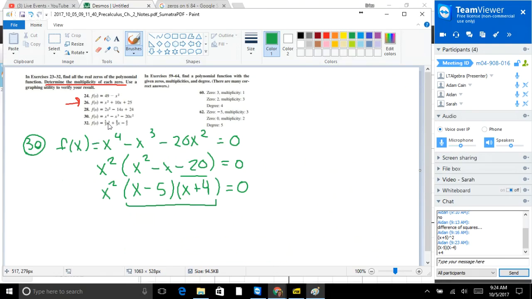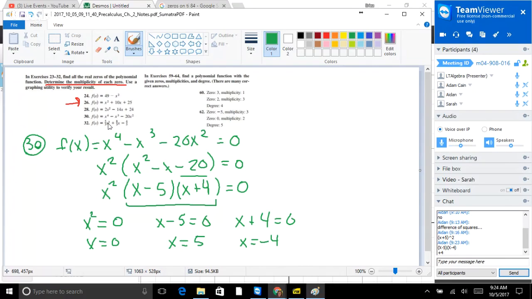So that works out. So then if we want to figure out the zeros, remember it's each term. So x squared equals 0, or x minus 5 equals 0, or x plus 4 equals 0. Now you can do a lot of these in your head. So x either has to equal 0, 5, or -4. Okay.